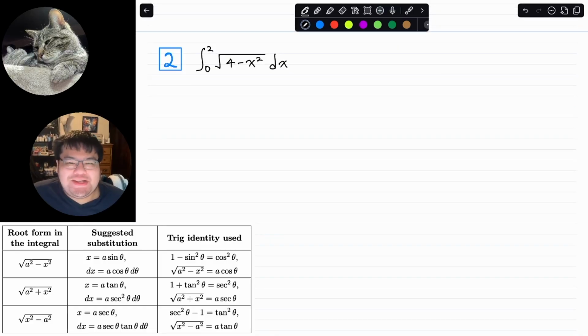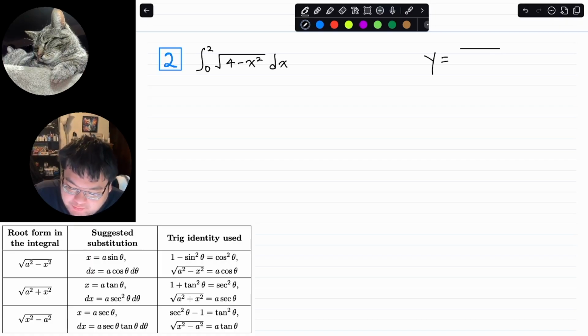So now let's go to the second example. This example is quite interesting because without trigonometric substitution, you should be able to find this integral very quickly and easily by the definition of definite integral. So can you tell me what the graph of y equals the square root of 4 minus x squared looks like between x equals 0 and x equals 2?